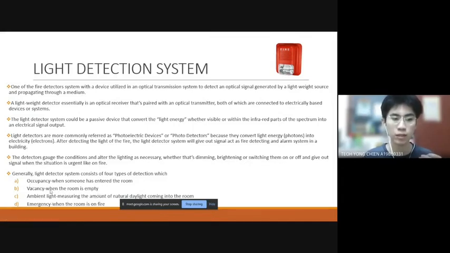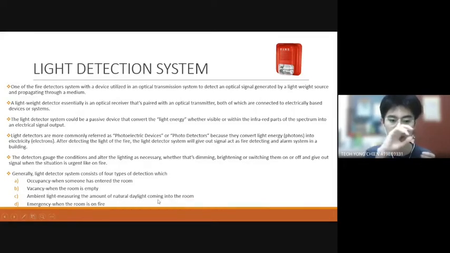Third, the ambient light, measuring the amount of natural daylight coming into the room. If the light is sufficient, then the system will switch off the light. Fourth, emergency, when the room is on fire, then the detector system will detect the light of fire and then give out a signal, either light or the sound of the alarm.